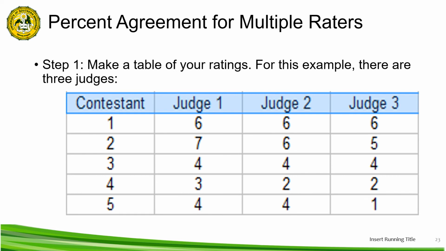So here is the percent agreement for multiple raters. The previous one is the agreement between just two raters, and here is the agreement for multiple raters. Step 1, make a table of your ratings. For this example, there are 3 judges. So we have 5 contestants, and we have judge 1, judge 2, and judge 3.